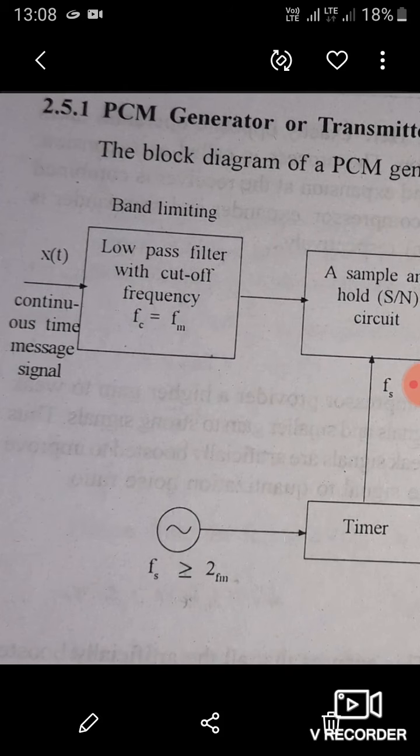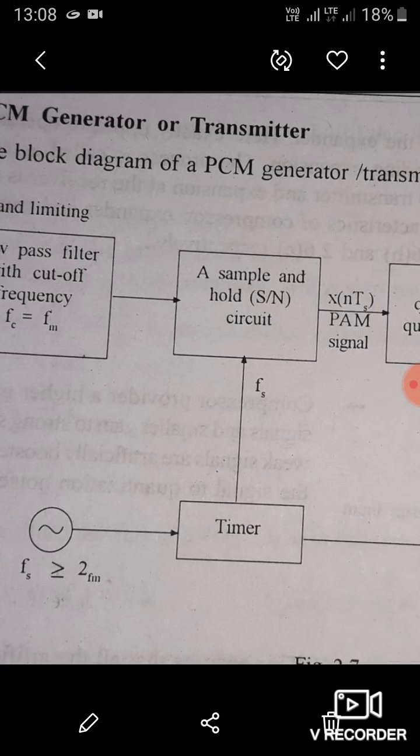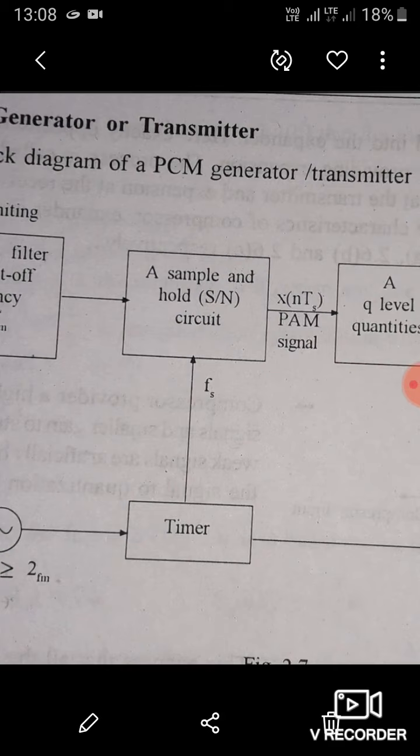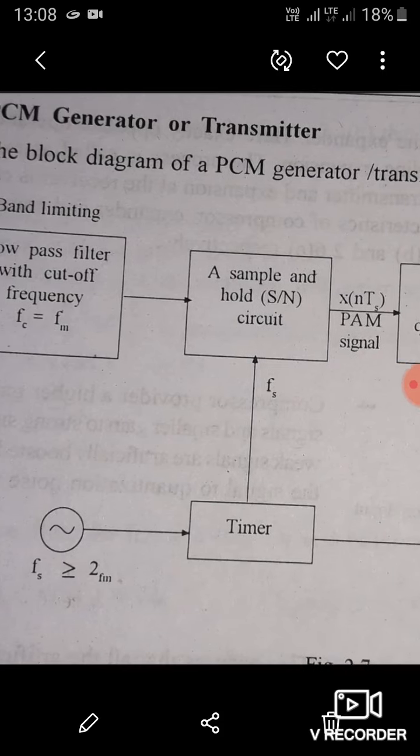Initially, the first block we have is a low pass filter with a cutoff frequency Fc equal to Fm. For this block, the continuous time signal or the message signal is given, where the signal is band limited to the message signal only. Means the signal is cut off by using the cutoff frequency, which is equal to Fm, that is the message signal. Means only lower frequency components are allowed and higher frequency components are rejected.